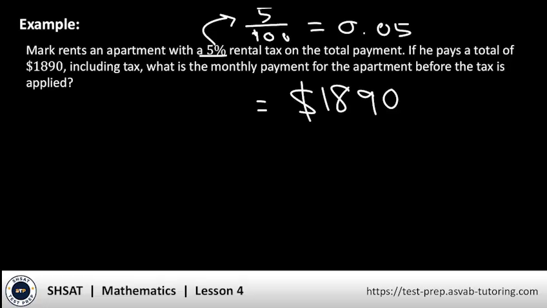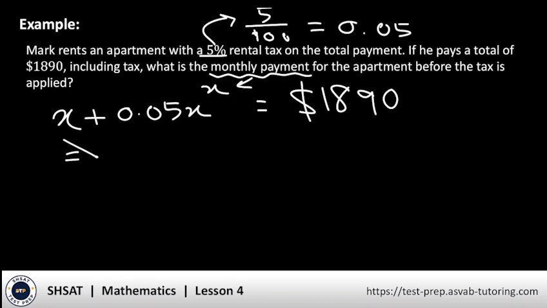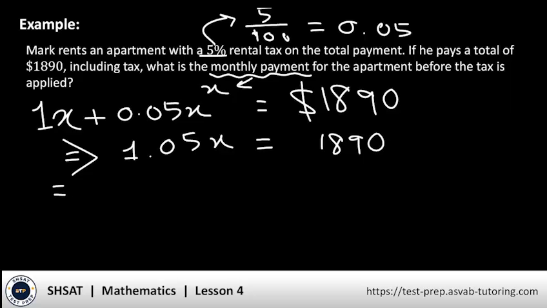So in order to find what the monthly payment should be, let the monthly payment be X, okay? So if the monthly payment is X, every single month he needs to pay X plus he pays tax, right? So the tax is what? The tax is 0.05 of the monthly payment. So 0.05 times X. And now what? Now we just need to solve for the value of X. Because there's nothing in front of X, we can imagine there's a 1 here. So 1 plus 0.05, that means 1.05 X equals 1890.